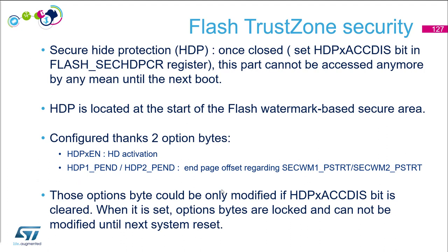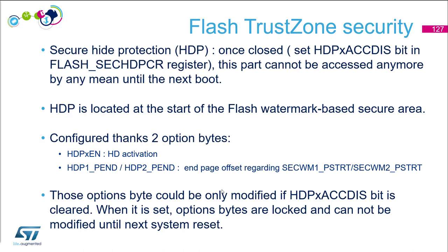Let's talk now about the secure hide protection, also called HDP. It's a kind of a secure MEM. There is a previous chapter in this MOOC about the secure MEM. So once this area is closed, thanks to this bit in the flash SEC HDP control register, this part of the code cannot be accessed anymore by any means until the next boot. The HDP is located at the start of the flash watermark-based secure area, the previous slide. Configured thanks to option bytes, so HDP activation, and the end page offset regarding the start of the watermark area. Those option bytes could be modified only if the HDP access bit is clear. When it is set, option bytes are locked and cannot be modified until the next system reset.